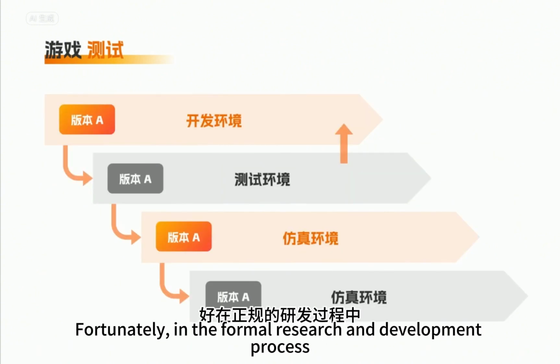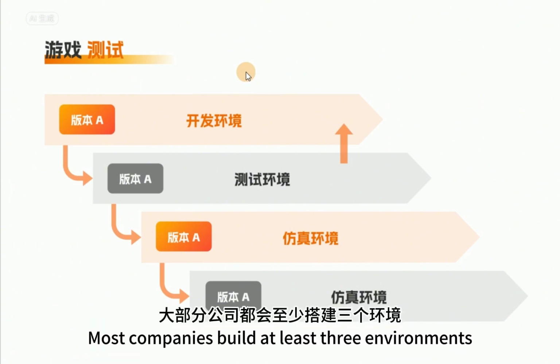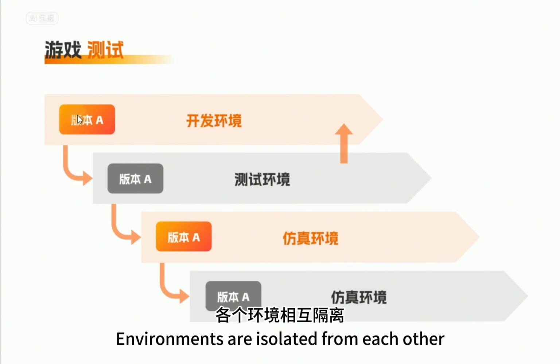Generally, in the formal research and development process, it usually takes 3-4 rounds of testing. Most companies build at least 3 environments. Environments are isolated from each other.